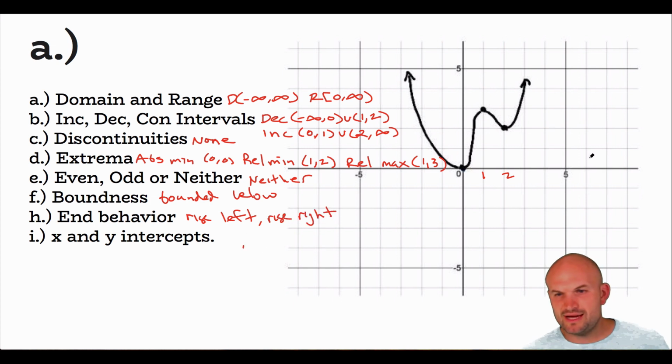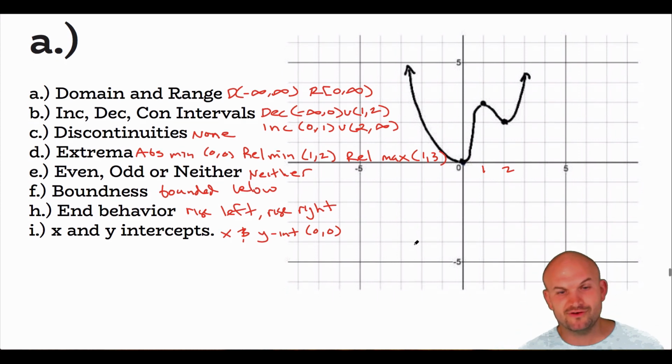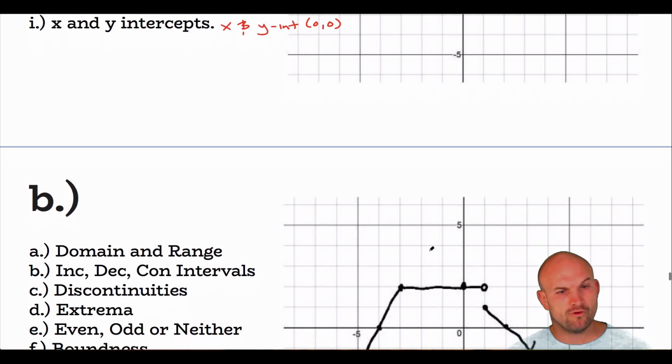All right, and the x and y intercepts here, you can see that the graph crosses the x and the y intercept at the same point. So we can just say that the x and y intercept is at the origin, 0, 0. All right, and there we go, guys. Basically what we're going to do here for the next couple graphs. So 1 down, 4 more to go.